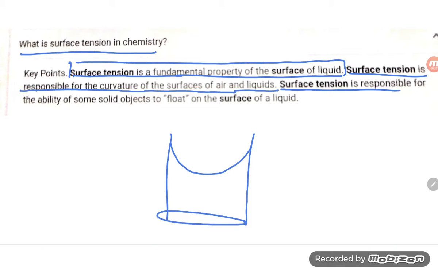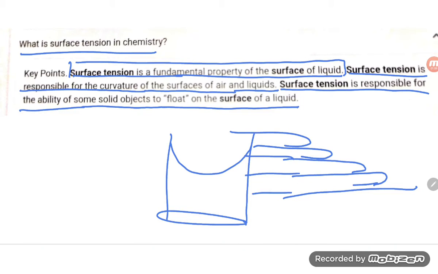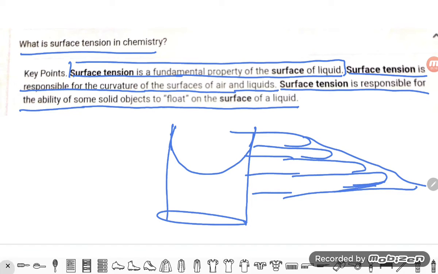The surface tension is responsible for the ability of some objects to float on the surface of the liquid. So how do objects float on the liquid surface? The reason is surface tension. With the surface tension they are able to float like that. And the curvature of the liquid is also caused by the surface tension.